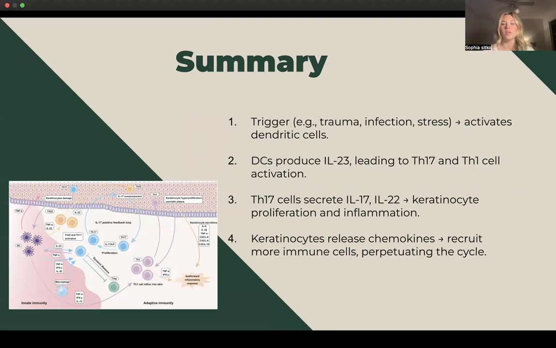And the Th17 cells secrete IL-17 and IL-22, which leads to keratinocyte proliferation and inflammation in the skin. And then the keratinocytes release chemokines, which recruit more immune cells, perpetuating the cycle of psoriasis. And then there's a diagram of that whole cycle with more detail.